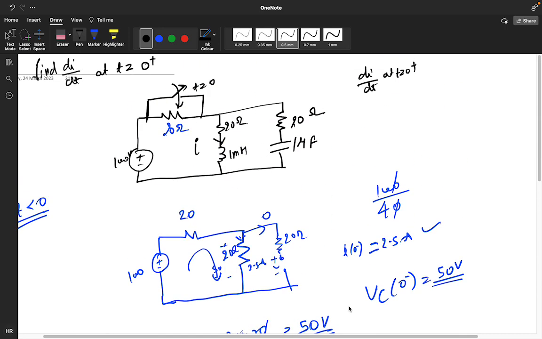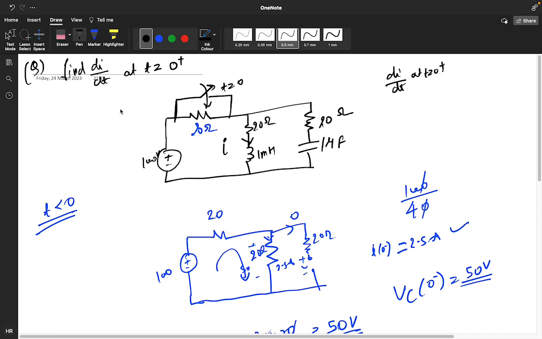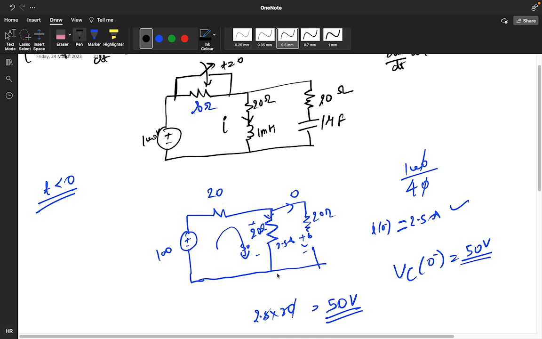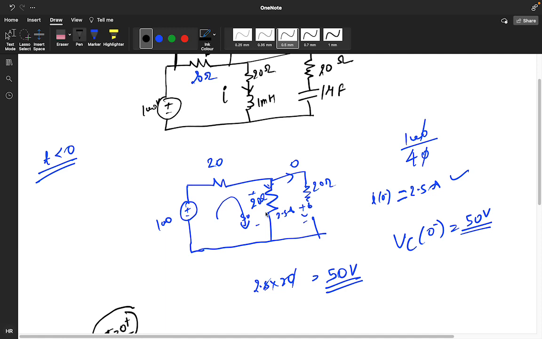So what we did: you need to find the value of di by dt at t equals 0 plus. At t equals 0 plus, we know the current across the inductor will remain the same and the voltage across the capacitor will remain the same. So before t less than 0, we have a circuit like this, and we are assuming that the circuit has achieved its steady state. So that's why I represented my inductor as a short circuit and the capacitor as an open circuit. From this, by applying KVL, we get the value 2.5 ampere current. So 2.5 multiplied by 20, I am getting the voltage here as positive negative 50.